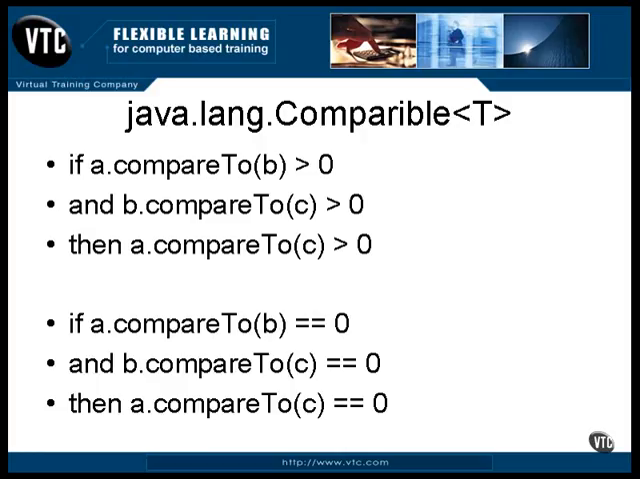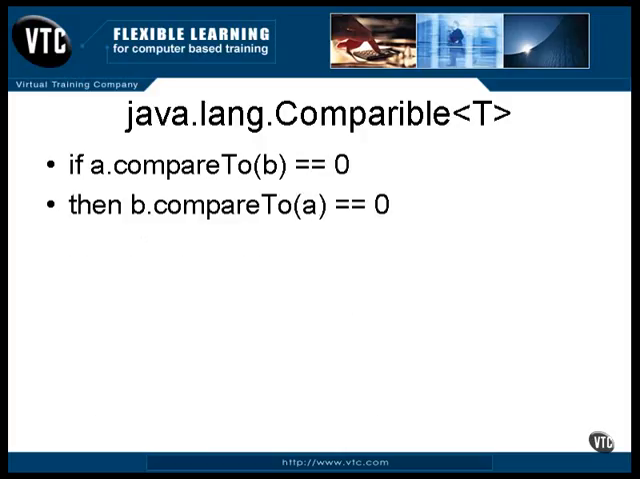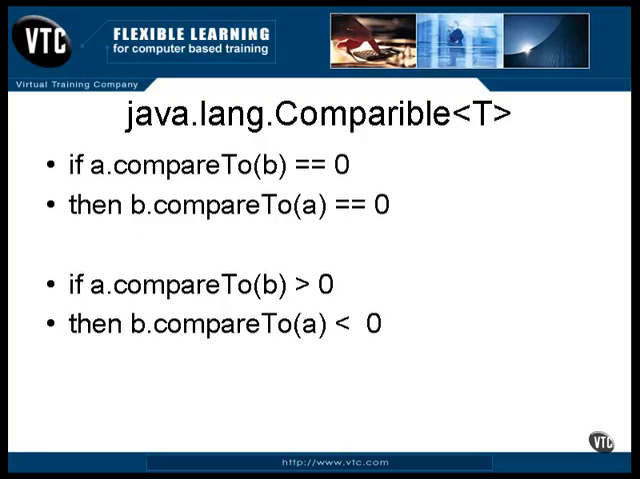And this also must be true. If A is equal to B and B is equal to C, then A must be equal to C. And the comparison must work both ways. If A is equal to B, then B must be equal to A. And there's one more. If A is greater than B, then B must be less than A.